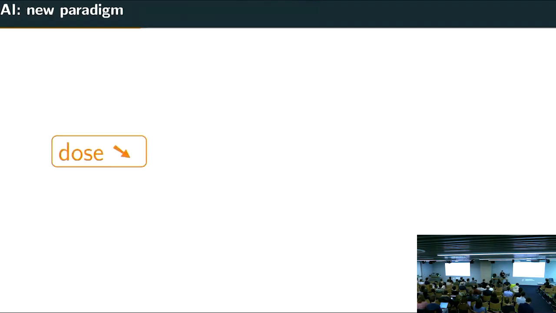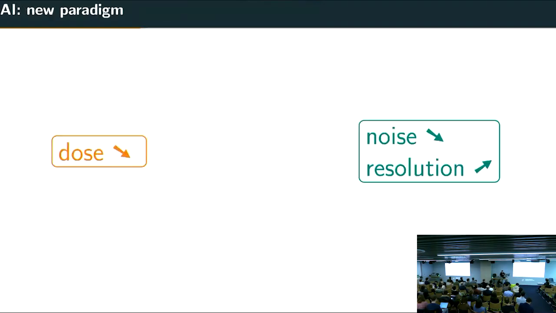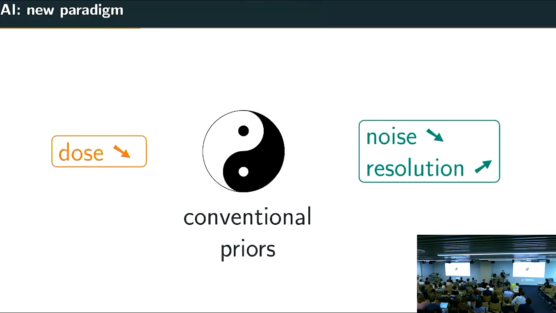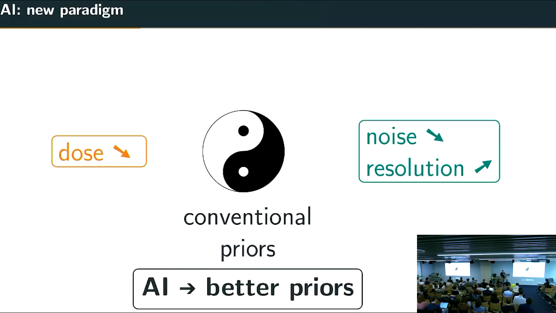So we are in this situation. We want to reduce the dose on one hand, and on the other hand, we want to reduce the noise and also preserve the resolution. But this is something we cannot do with conventional image priors, and that's why we want to use AI. We want to design better priors, or to train better priors, that can beat the physics, and to be able to have these two at the same time.